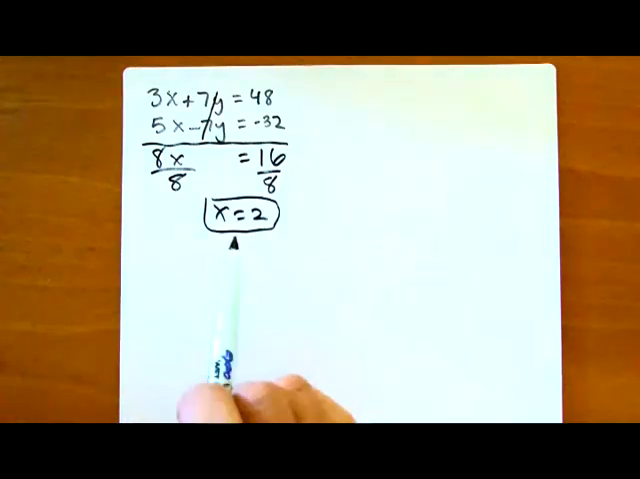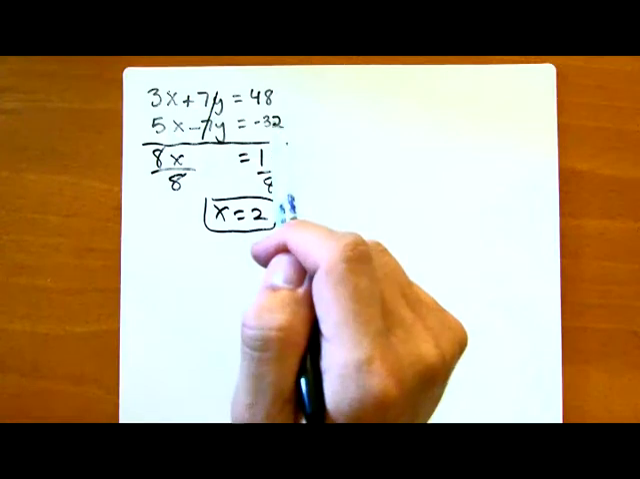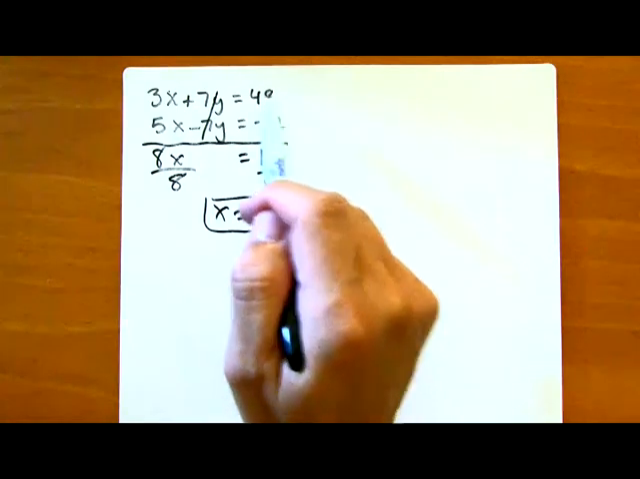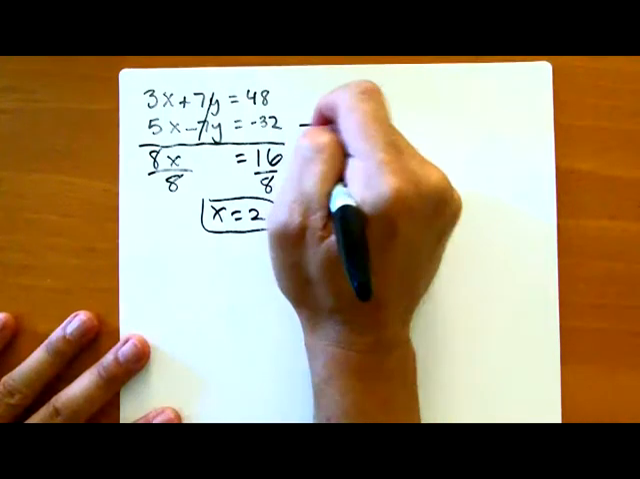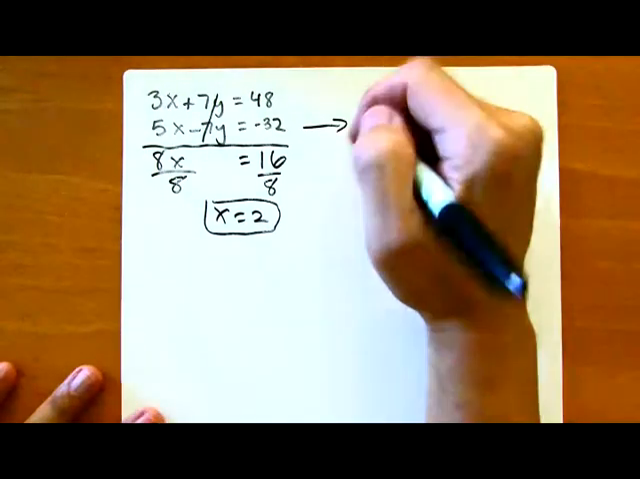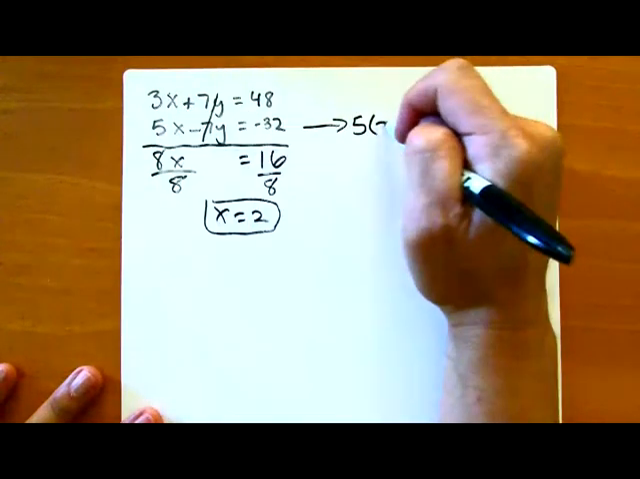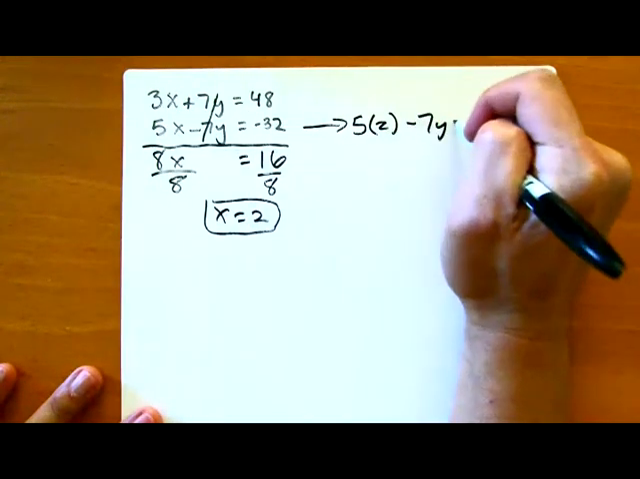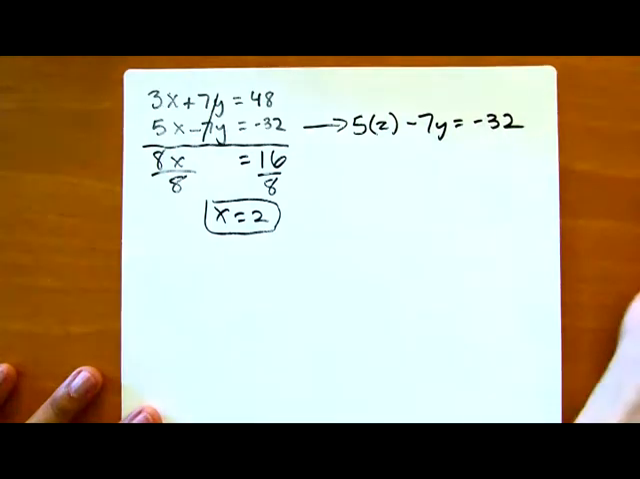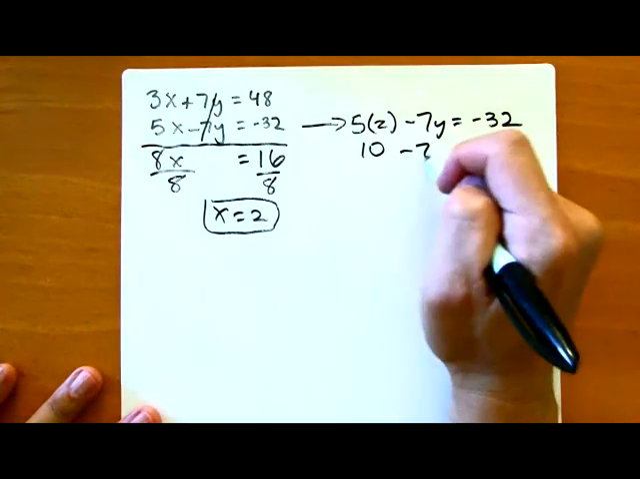We take the x, replace it in one of the original equations, and we solve for y. Okay, last time I took the top one, I'll take the bottom one this time. It doesn't matter which one. It's supposed to work whichever one you choose. So 5, and in place of x, I'm going to put the 2. Minus 7y equals negative 32. So this is 10.